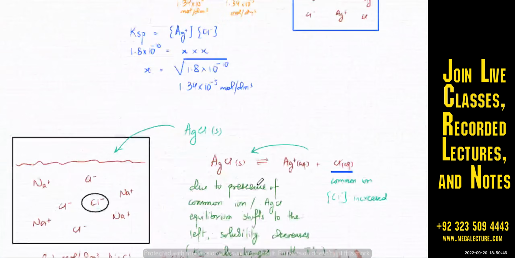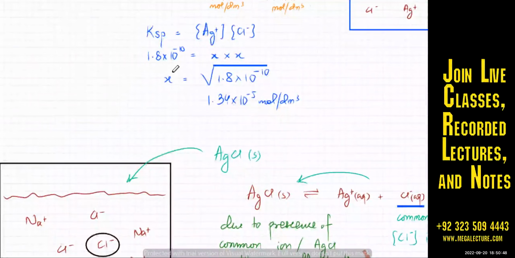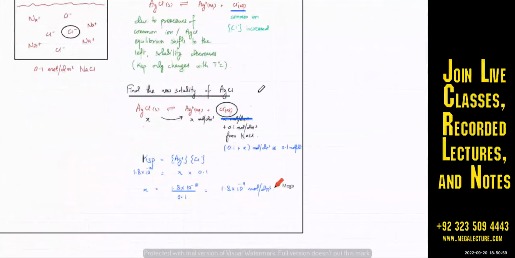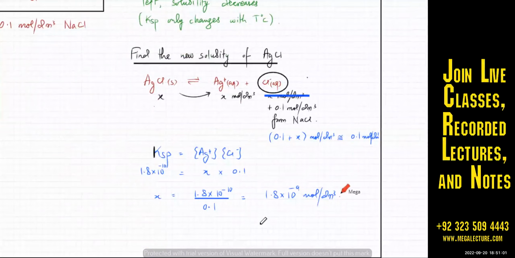Previously, your solubility was a lot higher. Your previous X was 1.34 times 10 power minus 5. Yeah, that was a much bigger number. पहले वो ज़्यादा dissolve हो रहा था. But in the presence of NaCl, the solubility has decreased a lot further. It's 1.8 times 10 power minus 9. So that kind of indicates that अब वो और भी कम dissolve होगा. Okay, so the solubility has decreased even further.